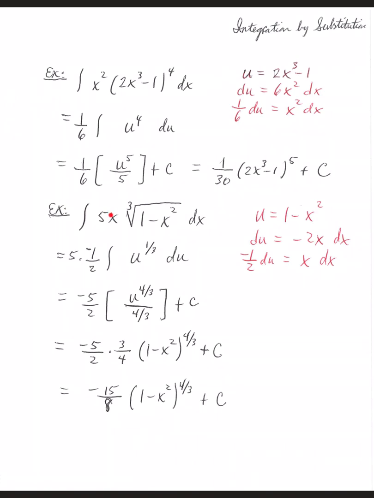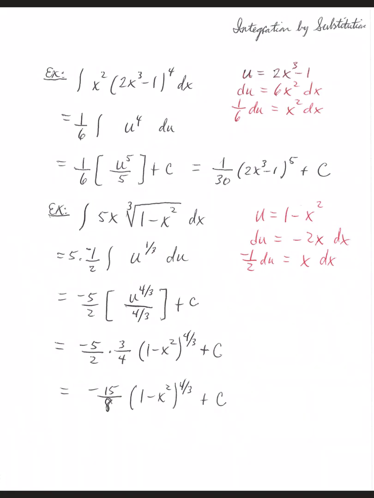In this problem, we have a 5x dx. It's not a good match. So I'm going to take the 5 out, since it's a scalar, it can be brought outside your integral. And now this x dx that remains, you can solve by dividing both sides by negative 2. x dx can be replaced with negative 1/2 du. The cube root of our substitution is u to the 1/3.